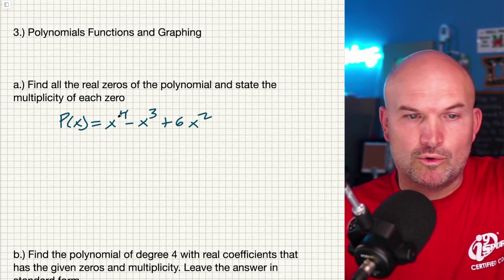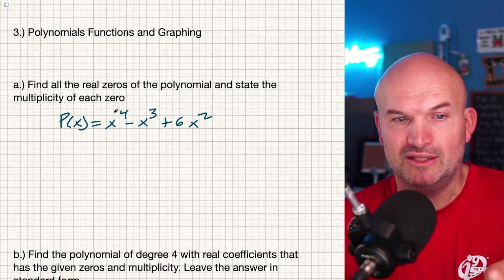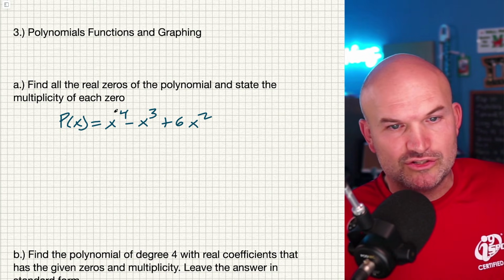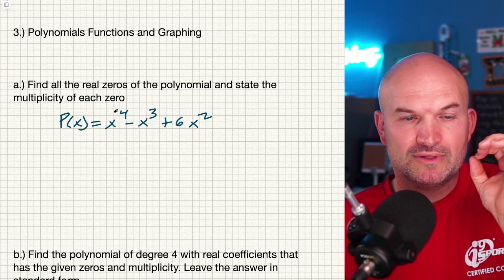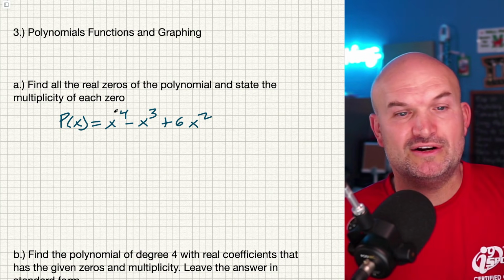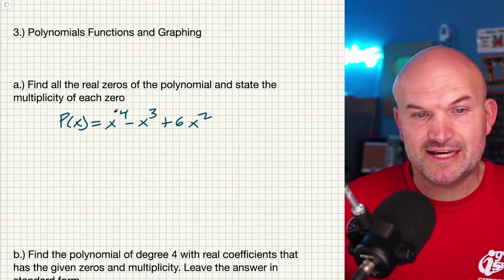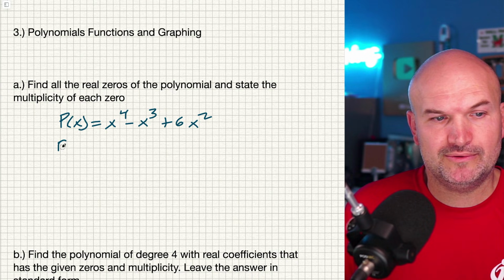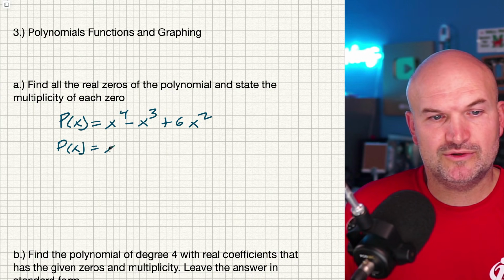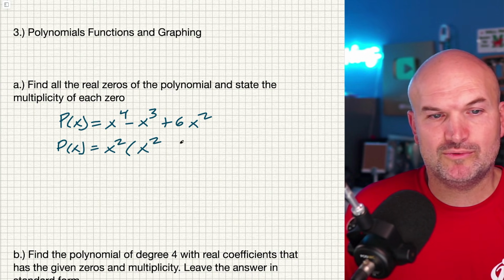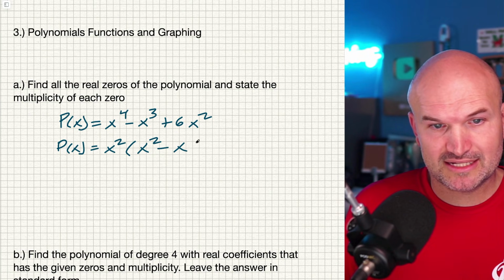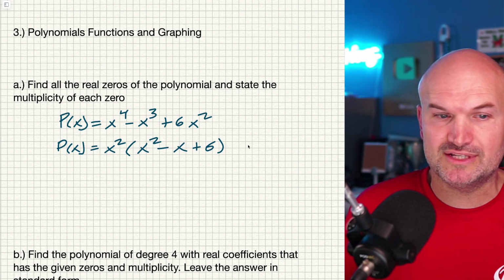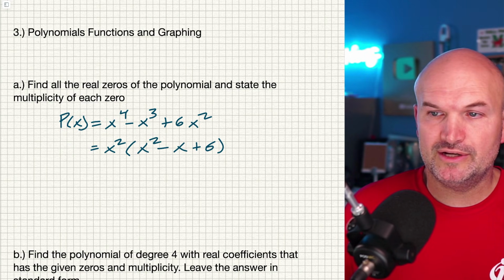Now, whenever you have a higher order polynomial, especially a trinomial, I always think of factoring quadratics. But this is raised to the 4th power, not the 2nd. So I always want to look into what I can factor out. Are there any common factors? In this case, you can see I have the x squared that I can factor out. So I'm going to say p of x is equal to x squared times x squared minus x plus 6. And we want to find the zeros, so I'm going to set this equal to 0.